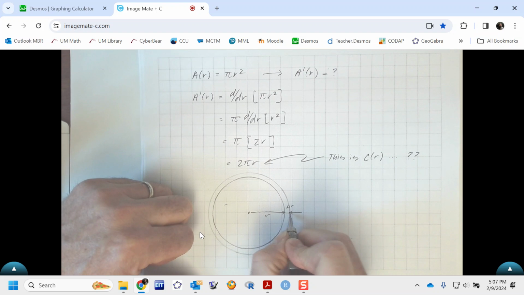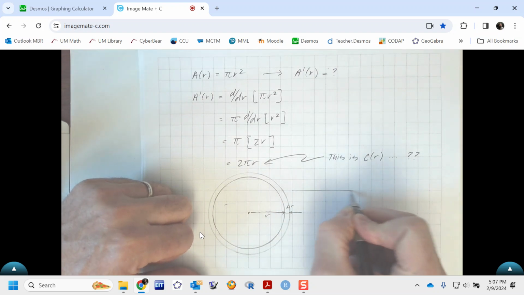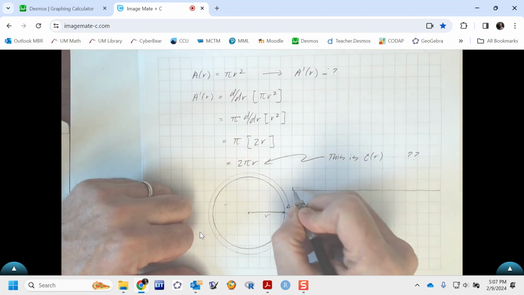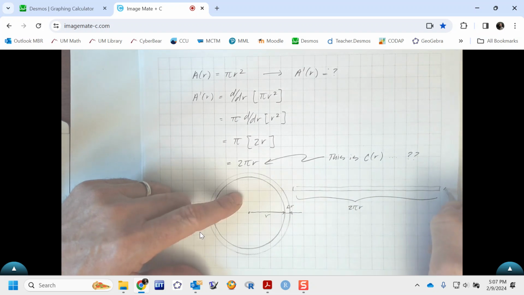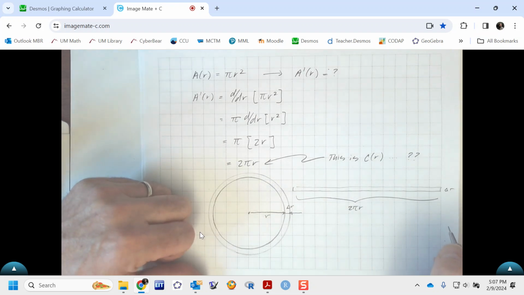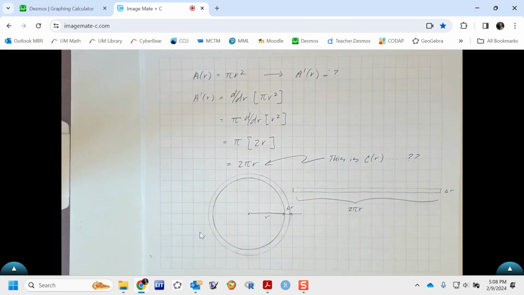You can think of snipping this and unrolling it, and you get some long skinny piece, where this is 2 pi r and this is delta r. So you're getting just a little piece of the circumference. I hope that makes you excited. I think it's absolutely stunning that the derivative of the area is the circumference, and that we can see geometrically why that happens. If we slightly change the radius, then what we're doing is really just adding a piece of circumference to the area.